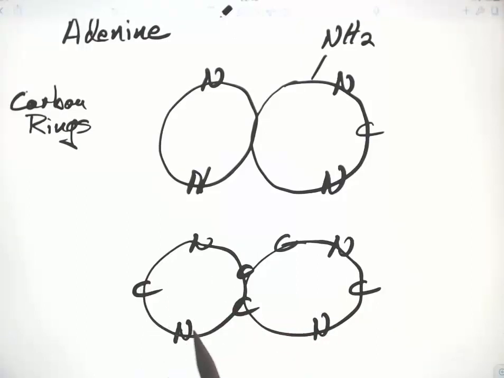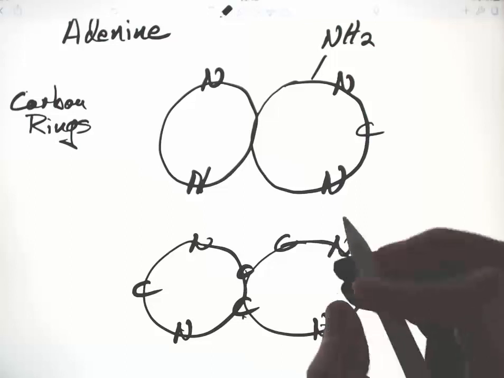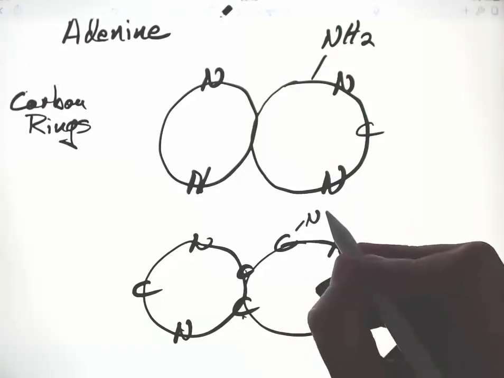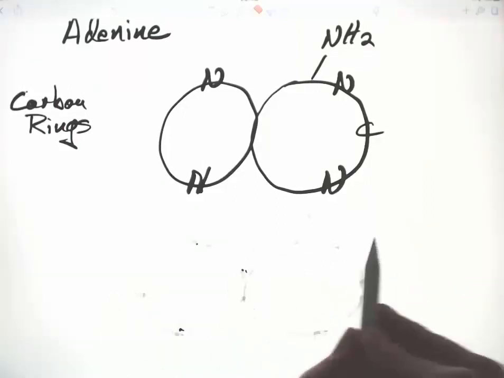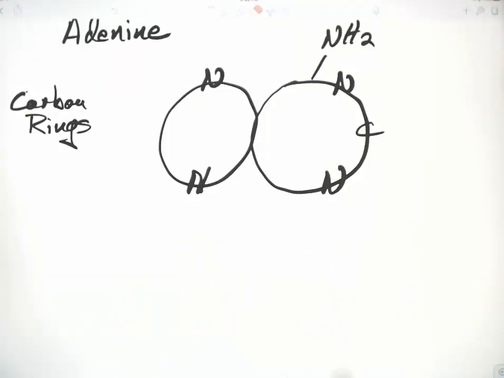So 1, 2, 3, 4, 5, 1, 2, 3, 4, 5, 6. And later you add one more piece, which is the amino group NH2. For now, we're just going to start with the simplest piece until those pieces make sense to you.